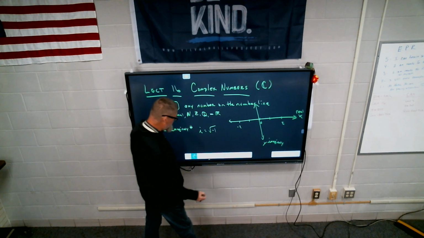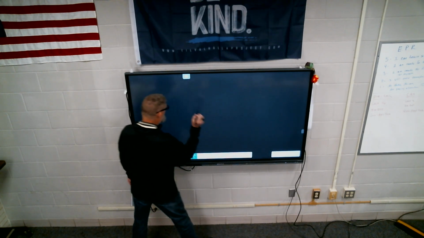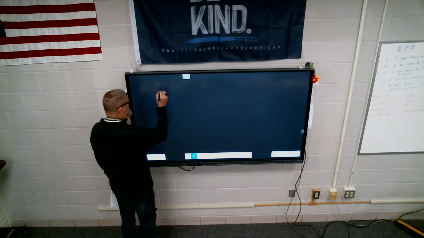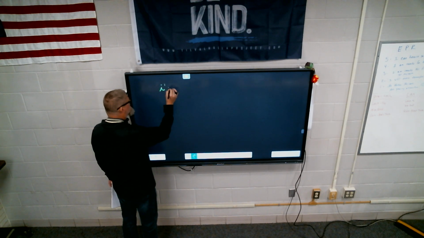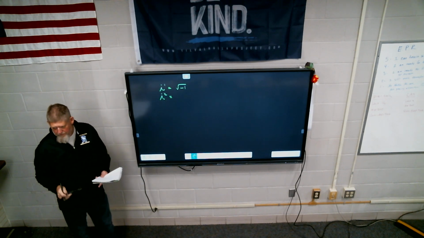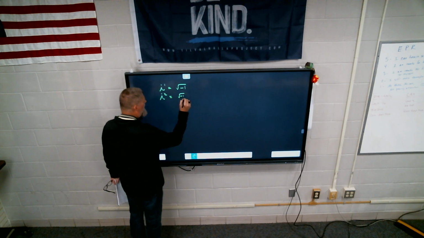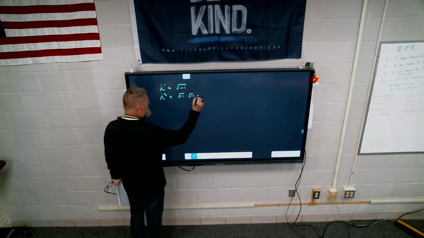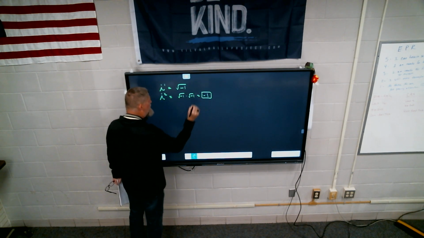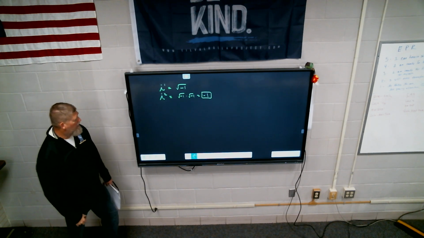Now, if you remember from last year, we talked about a pattern. We have i to the first, which is the square root of -1. So what is i squared? It's -1, because it's the square root of -1 times the square root of -1, which is -1. So whenever you see an i squared, you replace it with -1.